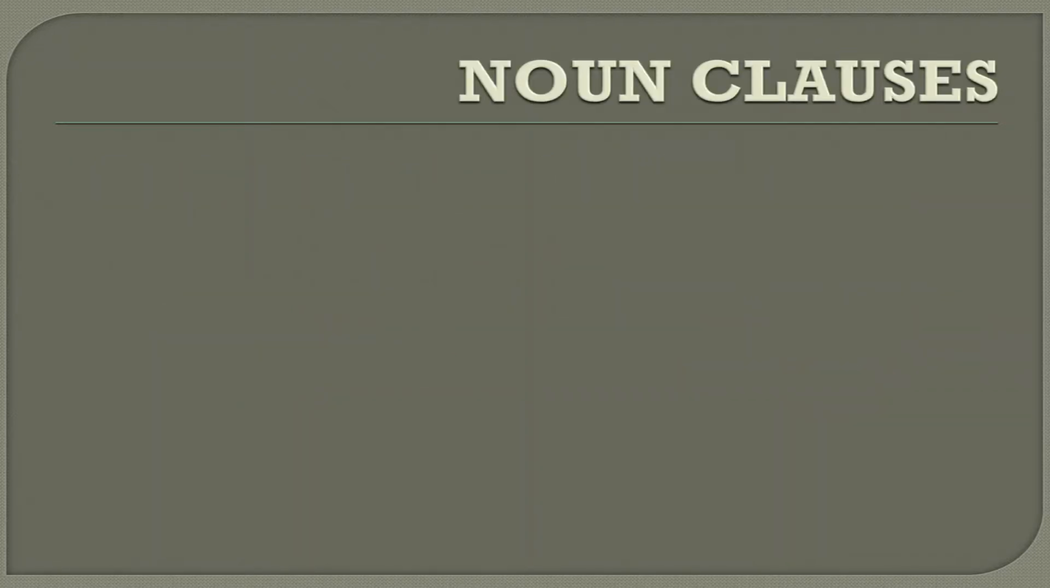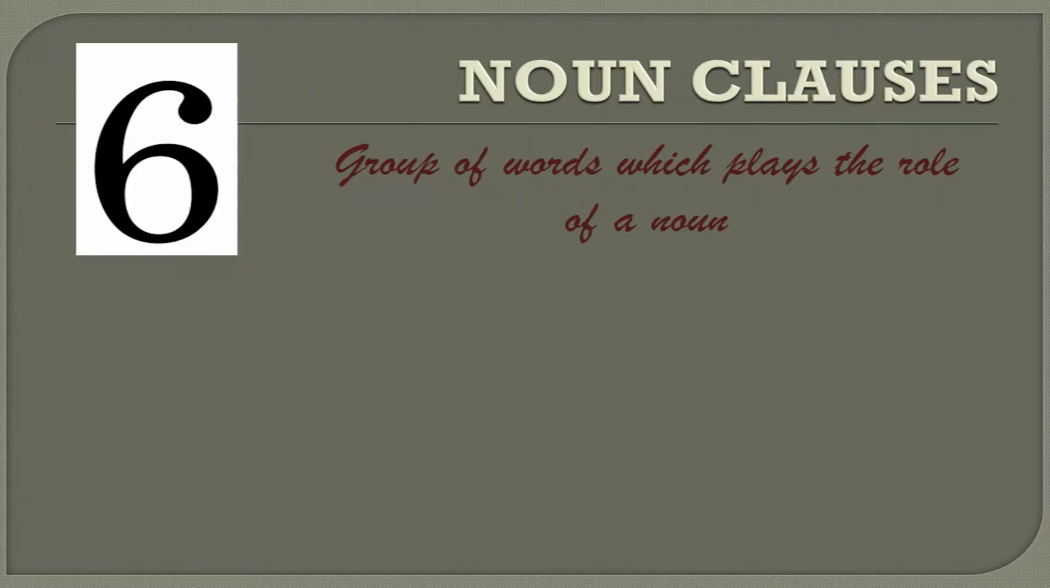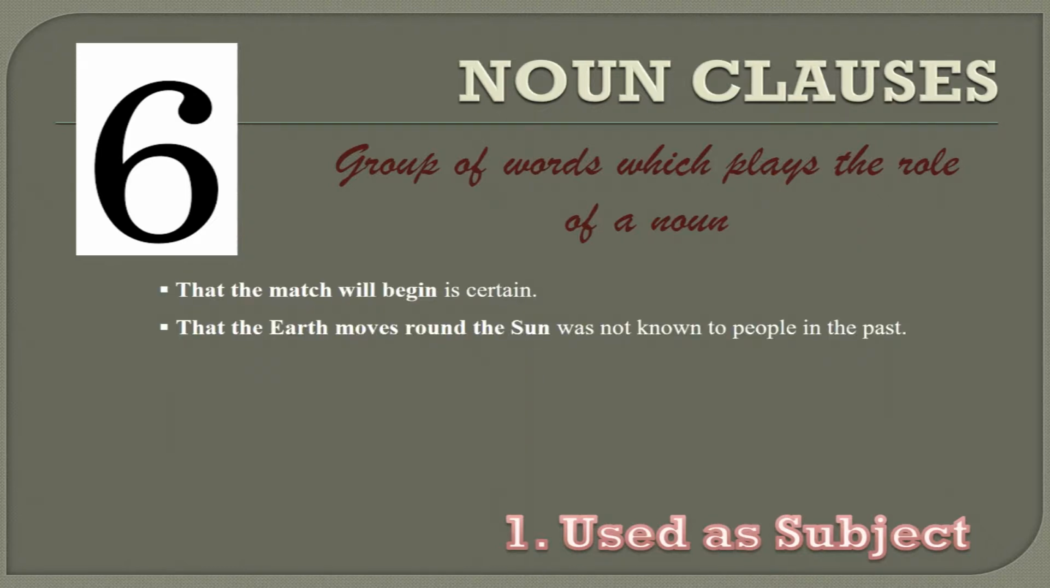Noun clauses. Sometimes a group of words which plays the role of a noun is called a noun clause. It has the following six functions. The first one is that a noun clause is used as the subject of the main clause. For example, that the match will begin is certain. That the earth moves round the sun was not known to the people in the past.